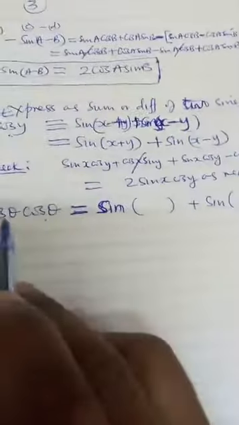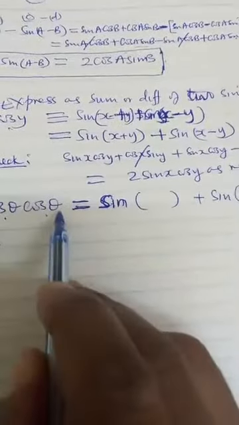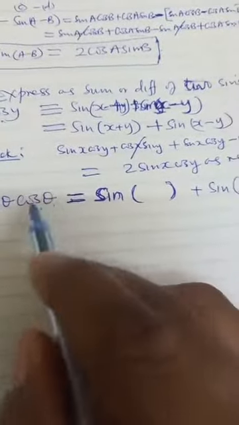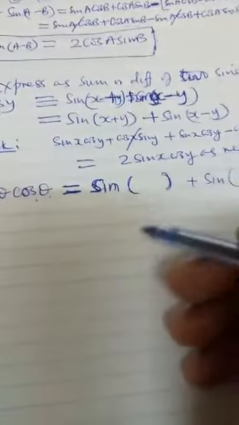And if we are having 3 theta and theta, it means they are telling you which 2 angles you add up to get that. The sum of these 2 will be 4 theta, and the difference of these 2 will be 2 theta.